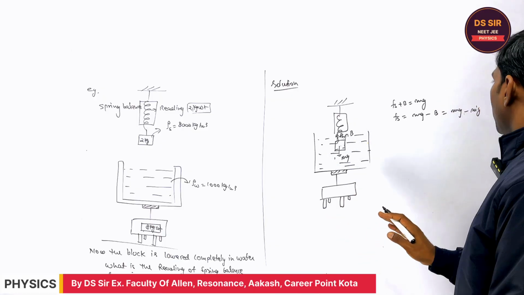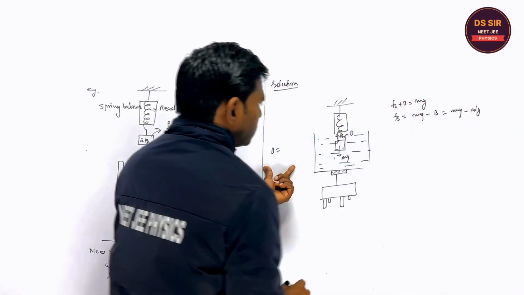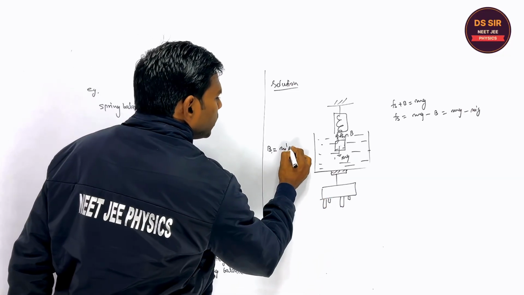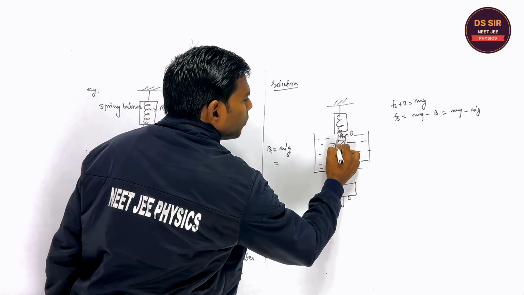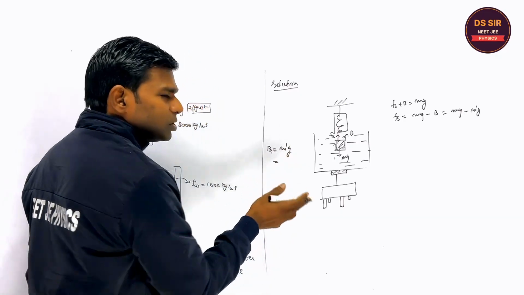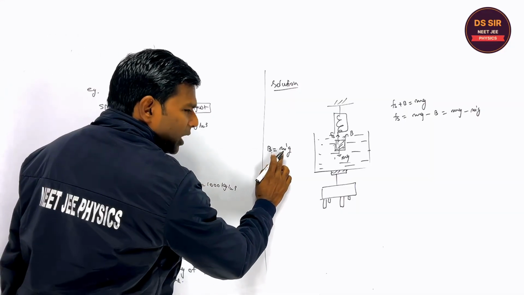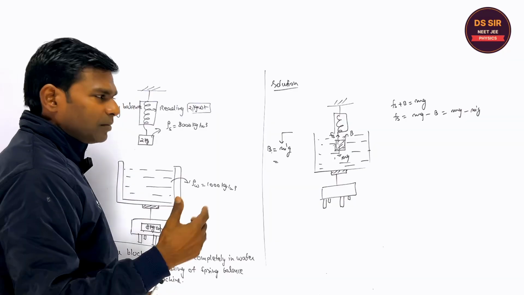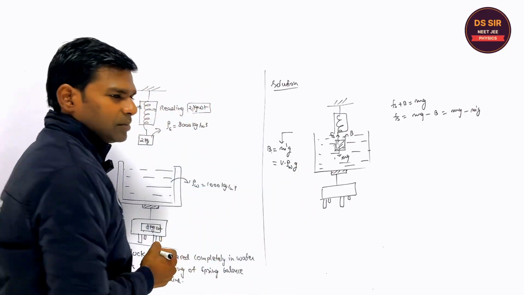Listen, one more thing. Can you find the buoyant force over here? What is the buoyant force? The buoyant force is equal to the weight of the liquid displaced. What is the weight? Not the weight of the block, the weight of the liquid, the mass into g. What is the m dash? Say mass of water displaced. The mass is equal to volume into density. Whose density? Say water density.